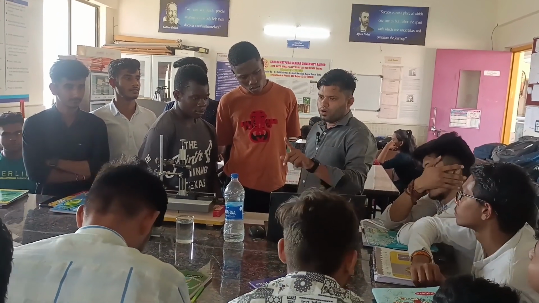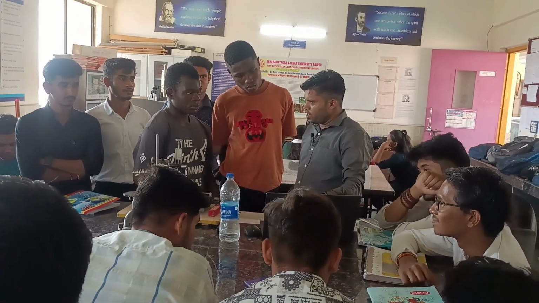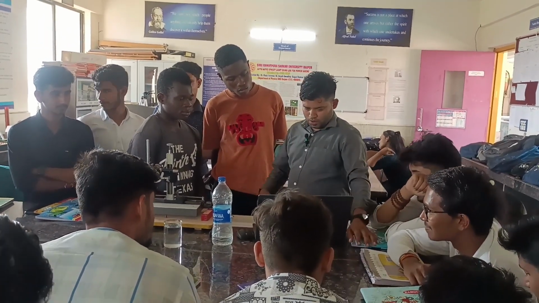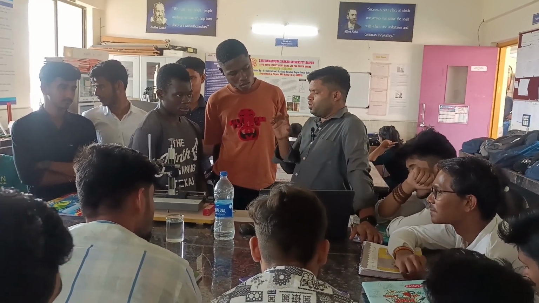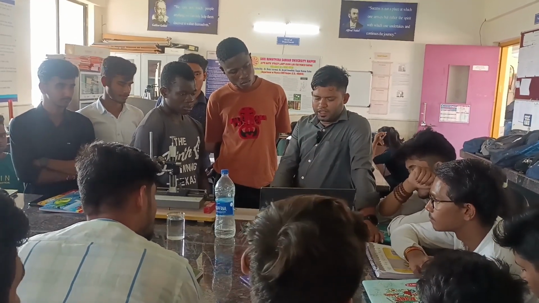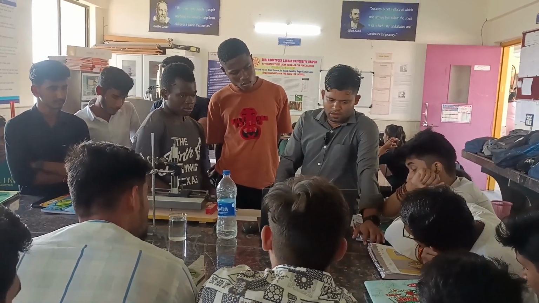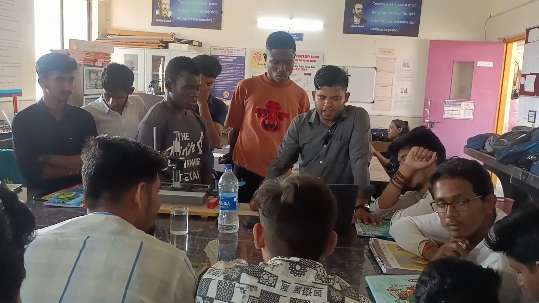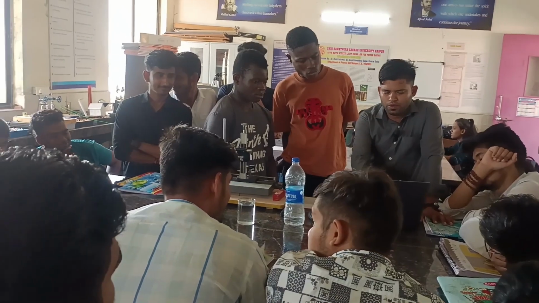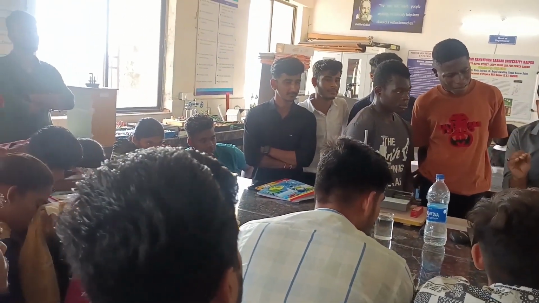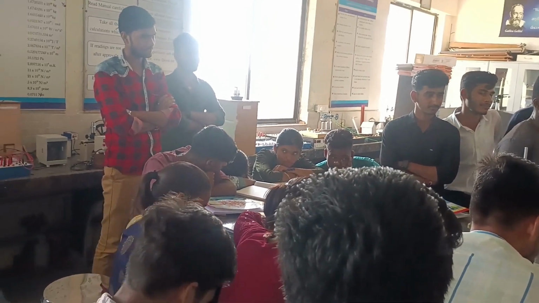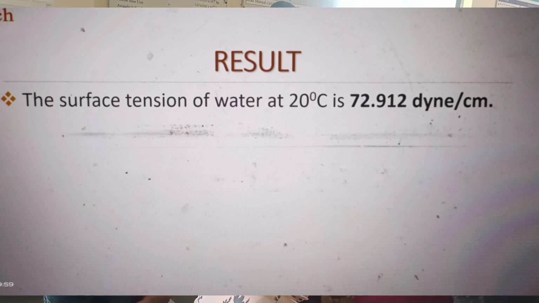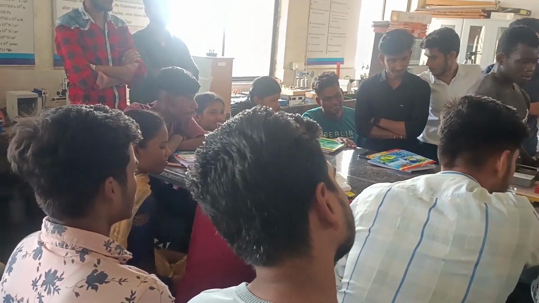In the second observation table we also find the radius of the capillary tube. Now put this value in the formula and get the radius of the tube. Overall, putting all the values, we find the surface tension of water is 72.9129 per centimeter.